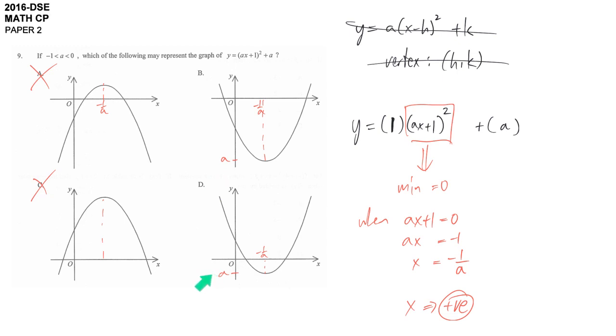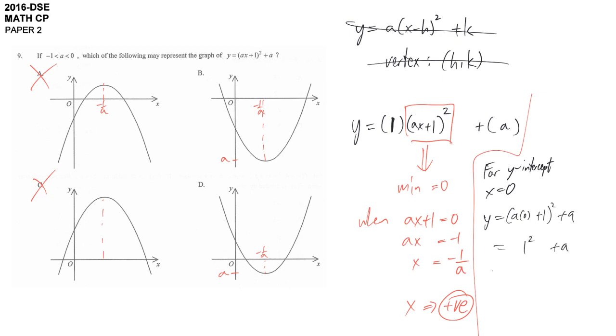So we focus on the differences. It's about the y-intercept. So we try to find out the y-intercept now. For the y-intercept, one very important thing is that we know the x coordinate equals 0. So in the given equation, we have a times 0 plus 1, squared, plus a. That means 1 squared plus a, which means 1 plus a. So we know that the y-intercept is 1 plus a.